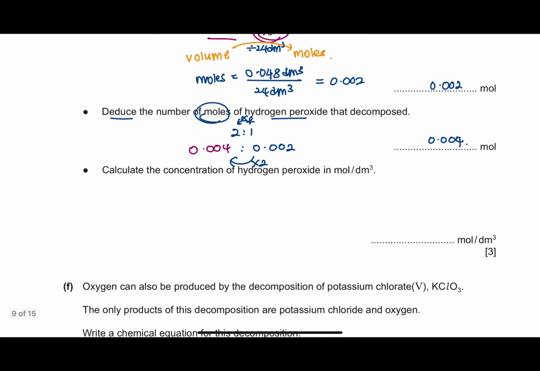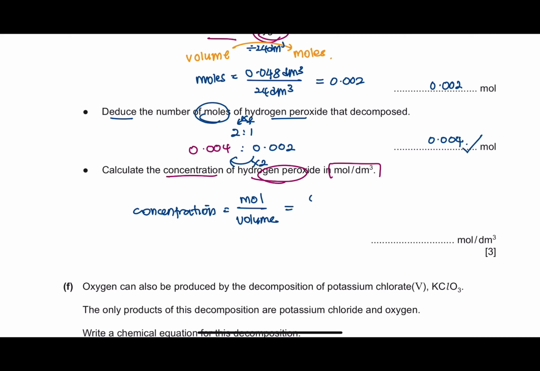So for the final part, they're asking you to calculate the concentration for hydrogen peroxide in mol/dm³. As we know, concentration is moles over volume in dm³. We already have the information for both moles and volume.